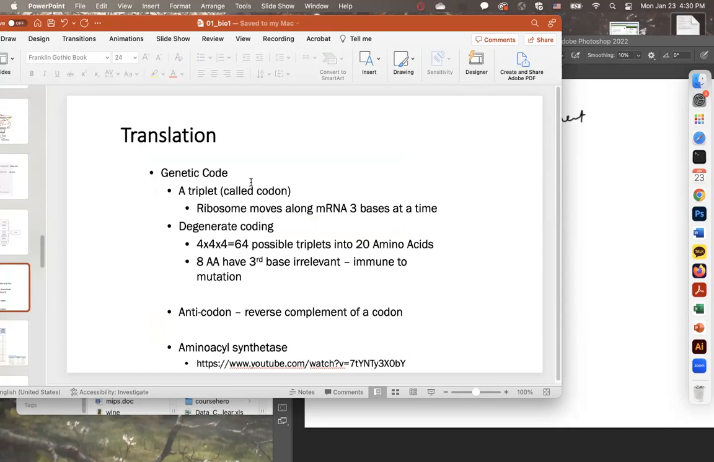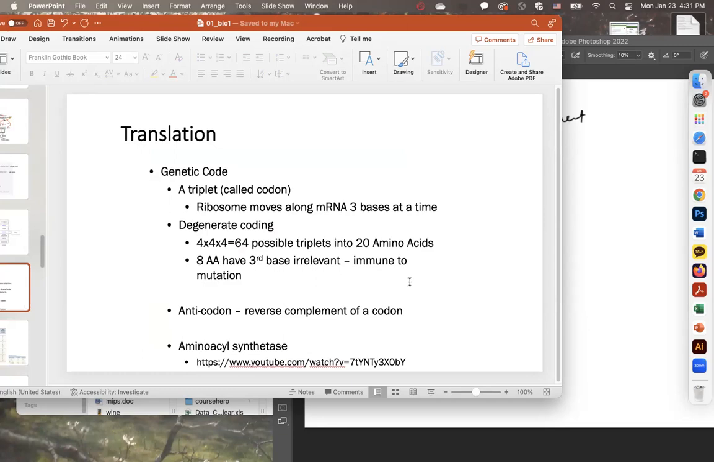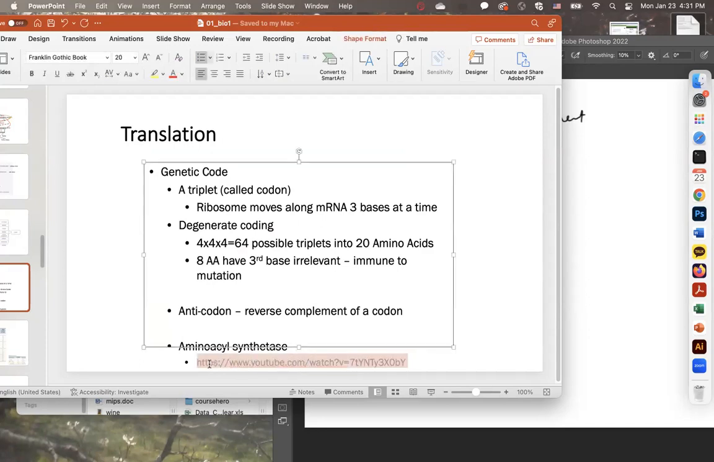From a codon, one amino acid is attached, connected. And that process is done by the ribosome and also transfer RNA. We'll see that in a minute. Okay, I think we can take a look at this YouTube video.